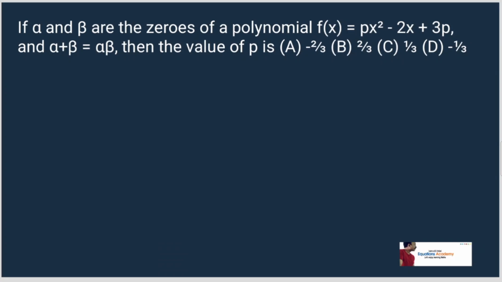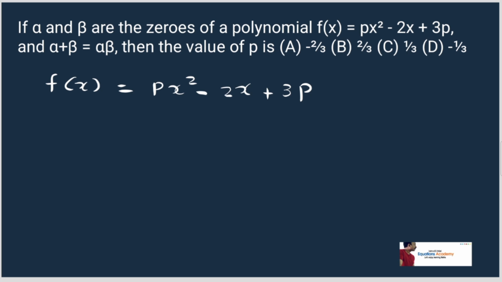If alpha and beta are the zeros of a polynomial f of x equals px square minus 2x plus 3p, and alpha plus beta is equal to alpha beta, then the value of p is: option A, minus 2 divided by 3; option B, 2 divided by 3; option C, 1 divided by 3; and option D, minus 1 by 3. We have f of x equals px square minus 2x plus 3p.